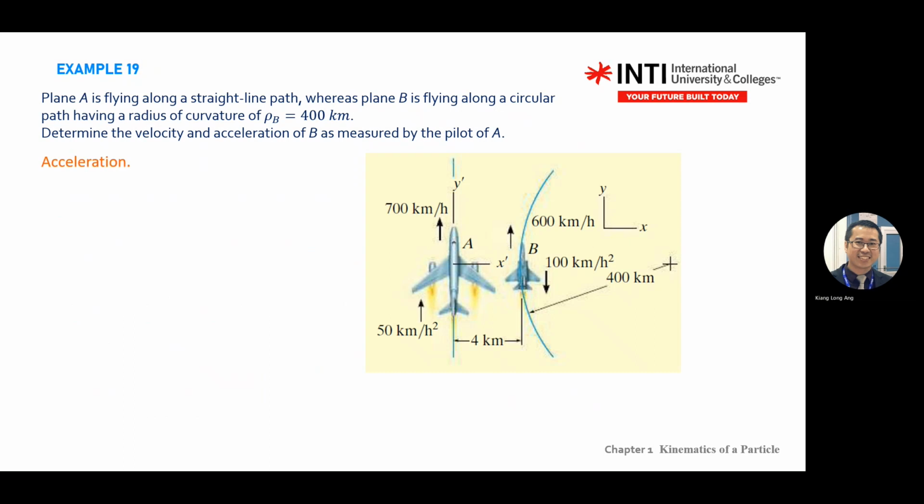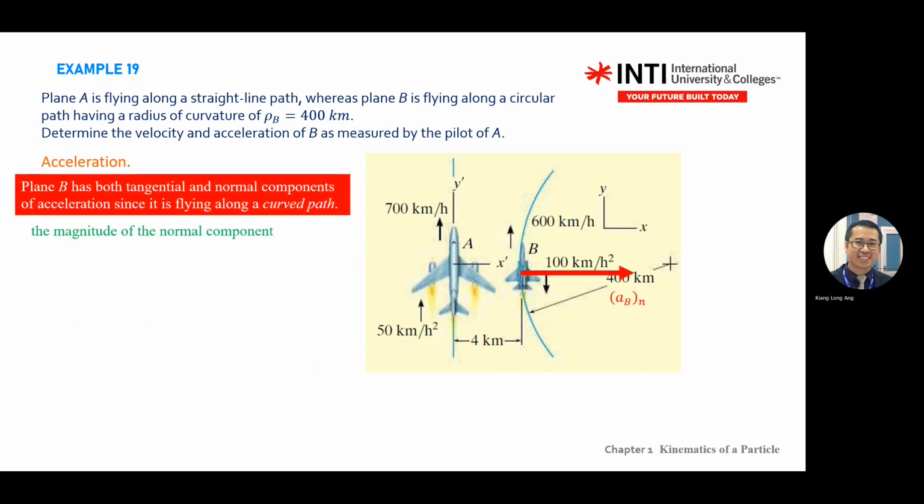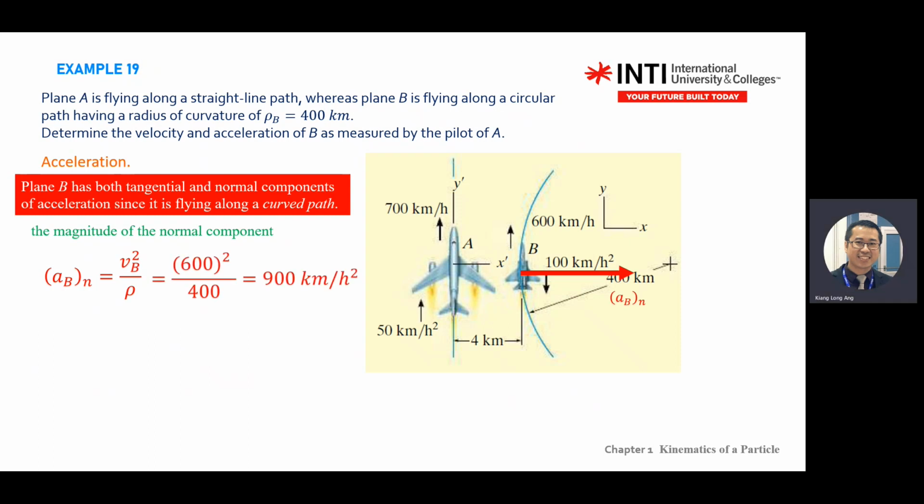Acceleration is still the same. For acceleration, remember, go back to the diagram. This is a curvature, so you have normal and tangent. Normal is pointing in, tangent goes up, right? We know from the equation that to find the normal component, it is v_B squared divided by rho. v_B squared is given, 600. The tangent velocity is 600. You get the normal component.